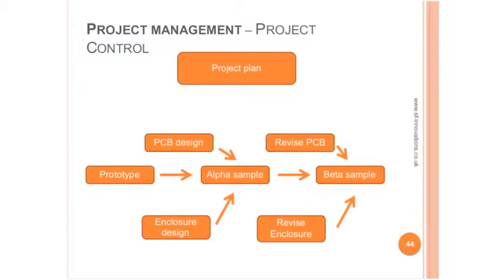So the project plan, we tend to go through stages: prototype, basically a rat's nest on a Vero board; alpha sample, which would utilize the first printed circuit board; and any outcome of the testing of that we would use to revise the PCB and produce a beta sample, and the enclosure designs feeding into both sample stages. So effectively, the design engineer's involvement in the project would come to an end at that beta sample stage.